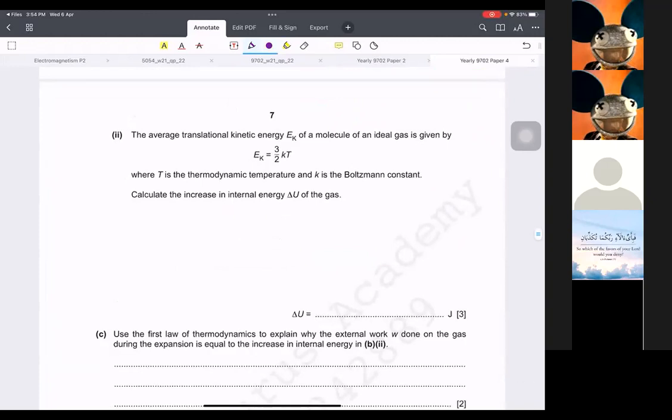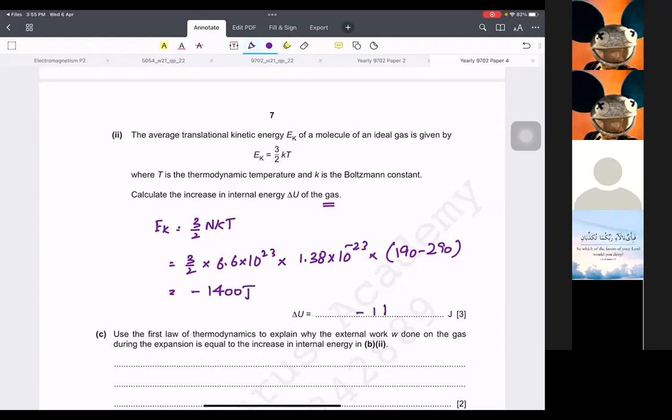Yes. Great. The average translational kinetic energy, where k is the Boltzmann constant, and so on. That's not a big deal. You could easily do this. This is for one particle. It's telling about the gas. So for gas, the kinetic energy formula is 3 by 2 NkT, by the way, not this. So 3 by 2 times 6.6 times 10 raised to 20, k is 1.38 times 10 raised to minus 23. And the change in temperature, because he's asked about the change in temperature, would be basically final minus initial. So the answer is -1400 joules. So that would be the decrease, right?